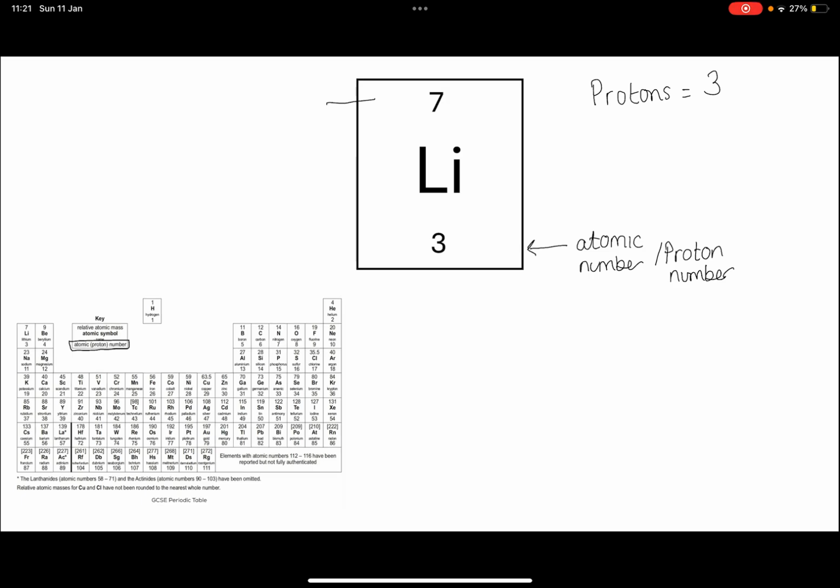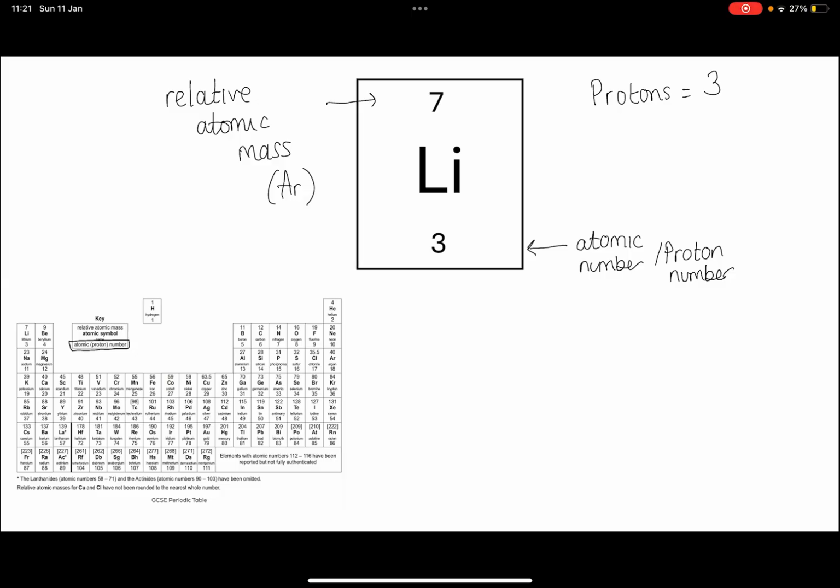The top number is called the relative atomic mass, and has the symbol Ar. So if you're seeing those two letters anywhere, that is referencing the top number. The relative atomic mass is the average mass of one atom of that element compared to 1/12 of an atom of carbon-12. It is a mouthful of a definition, but it is worth 2 marks. 1 mark for saying it's the average mass of one atom of the element, 2nd mark for saying compared to 1/12 of an atom of carbon-12.